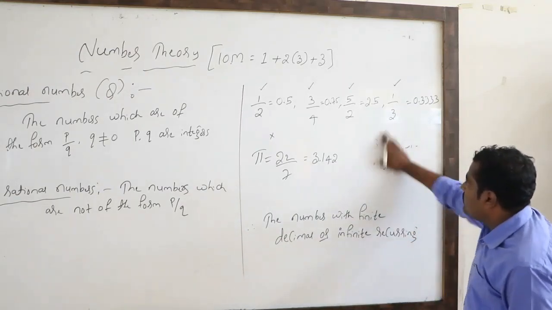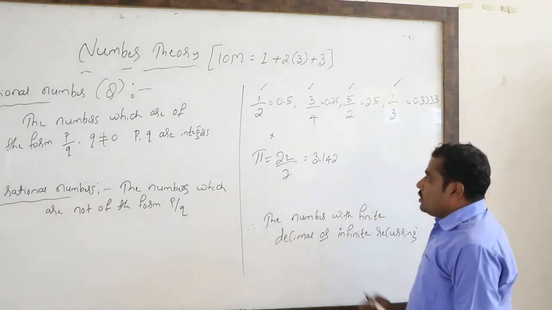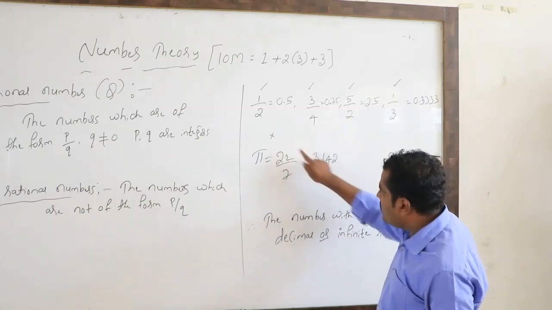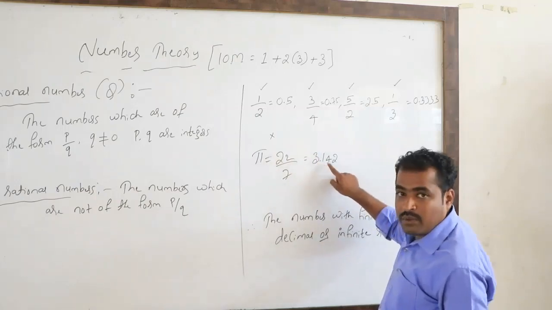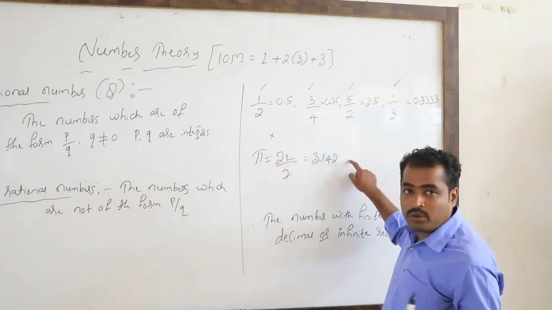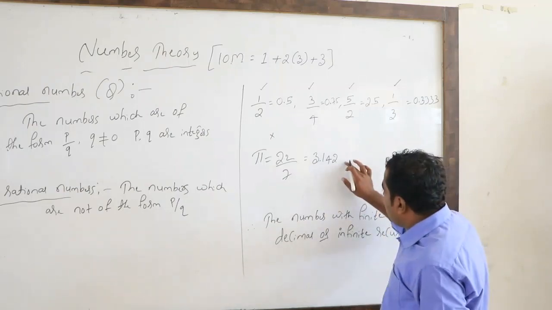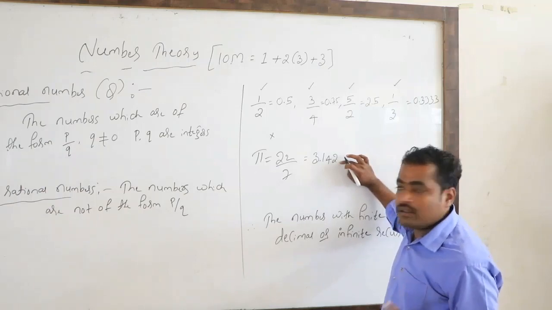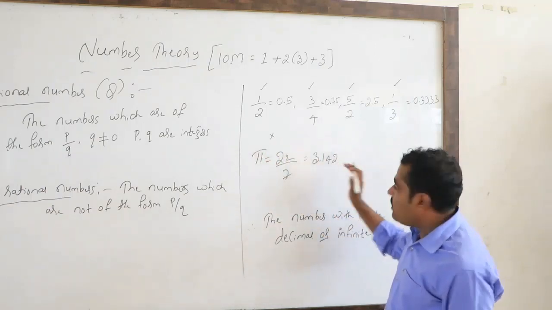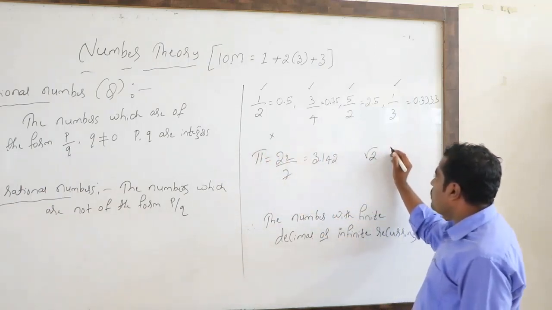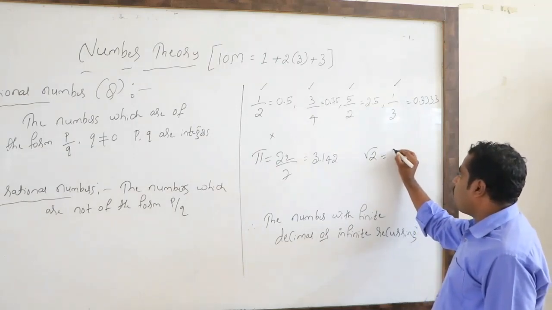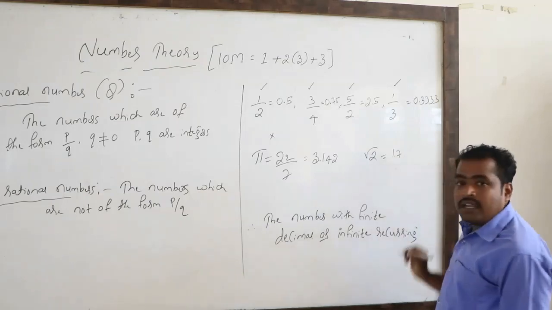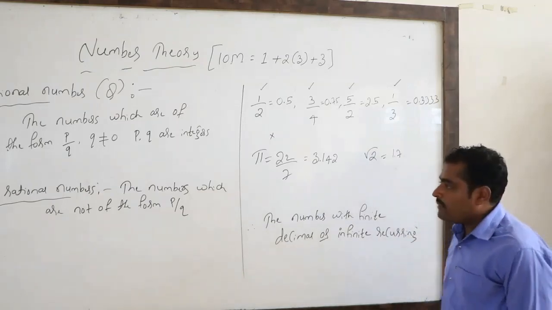But here, 22 by 7: first 3, then 0.1, next value 4, next value 2, and the next value we don't know. That's why it's an irrational number. It's not infinite recurring. Suppose root 2 value, if we get 1.41 or something like that, that is also an irrational number.